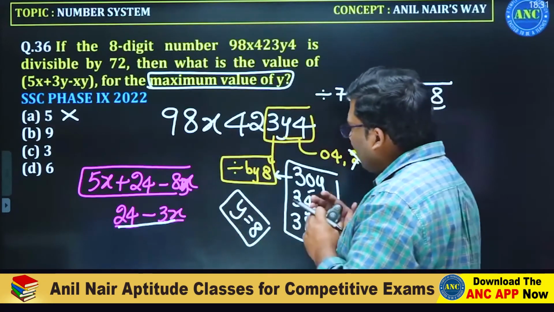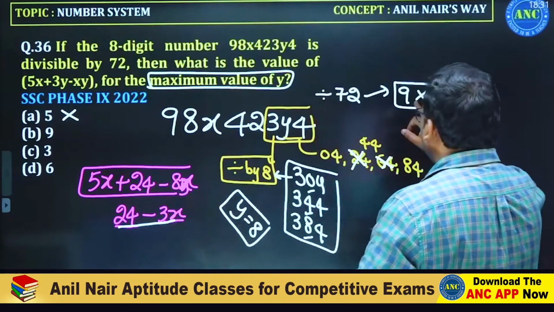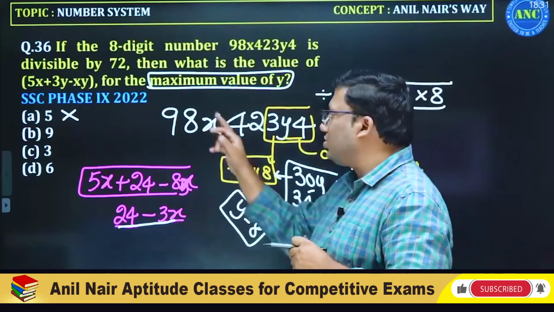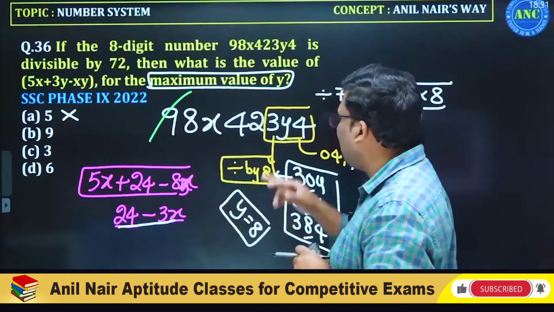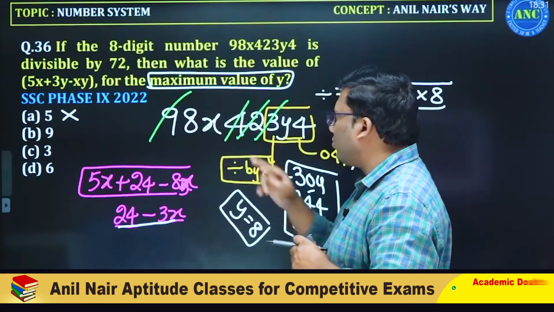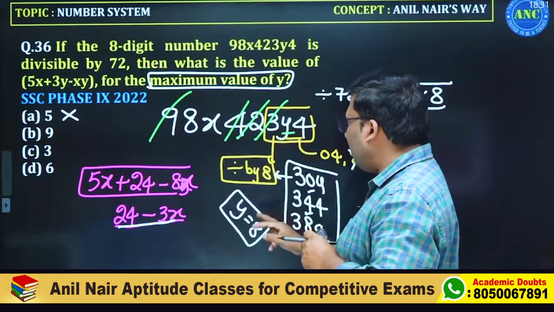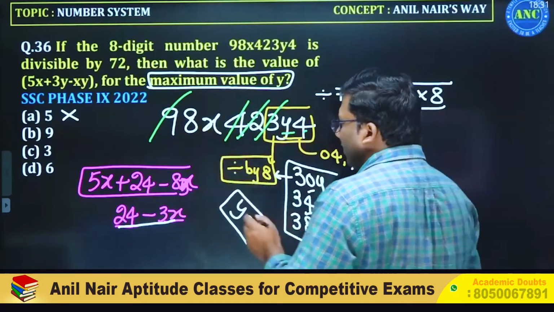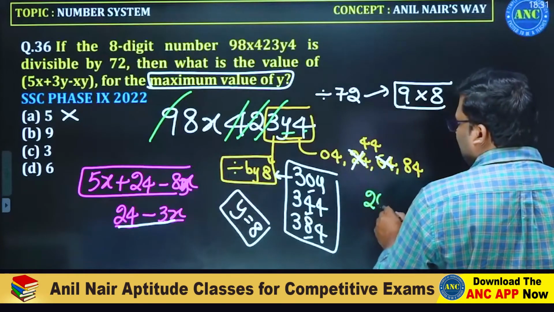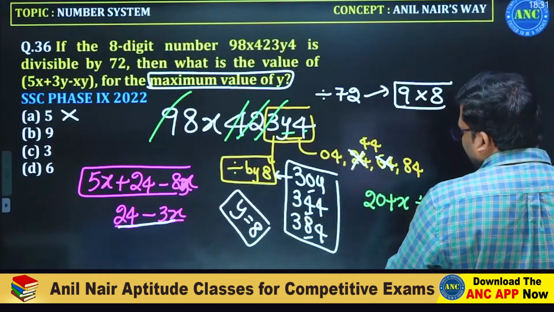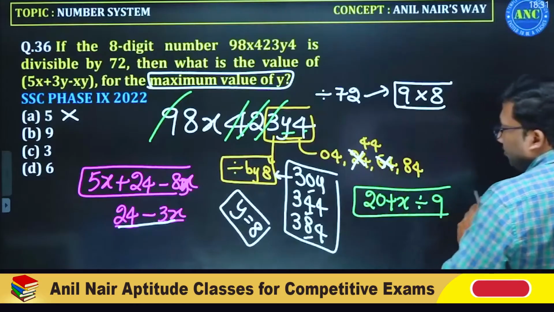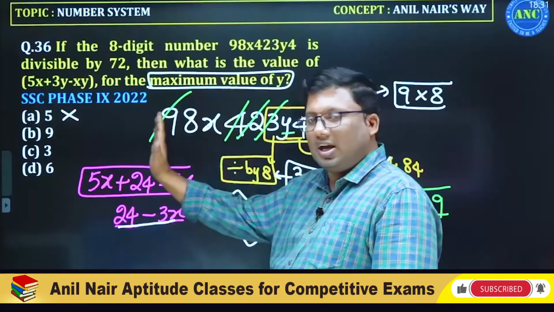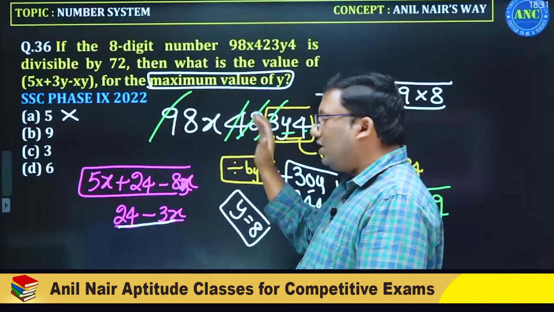The x value we have to determine such that this number is divisible by 9. What is the divisibility rule of 9? The sum of the digits should be divisible by 9. Wherever 9 is there, eliminate it. 9 is out. 4 plus 2 plus 3, that is also out.